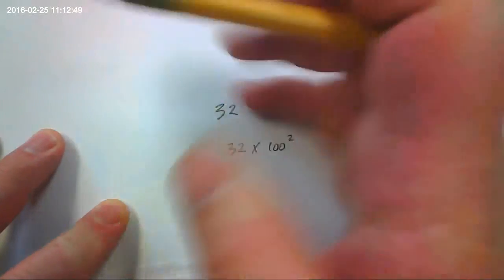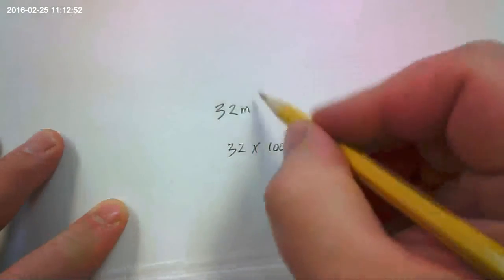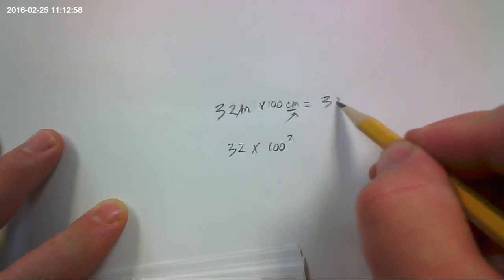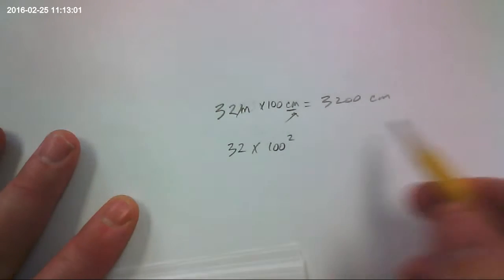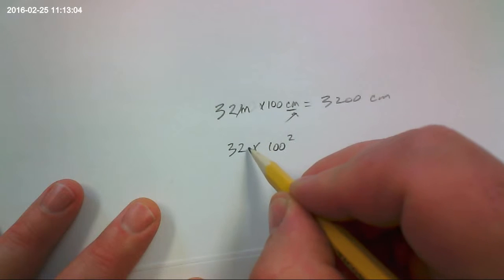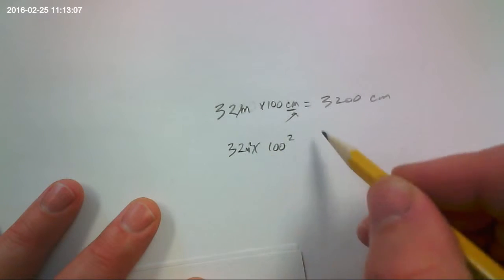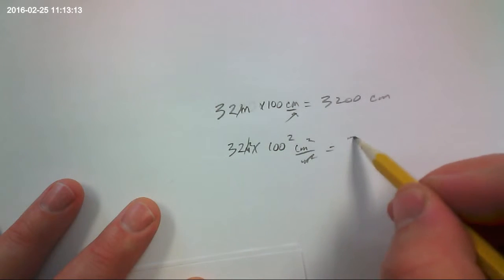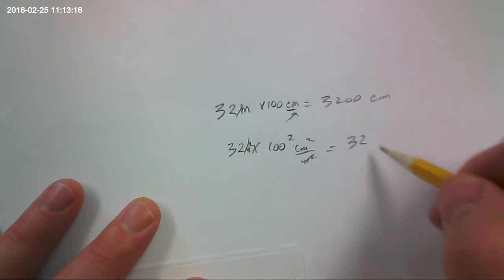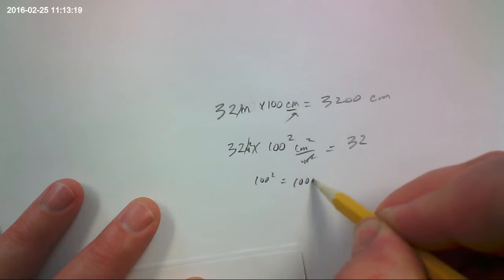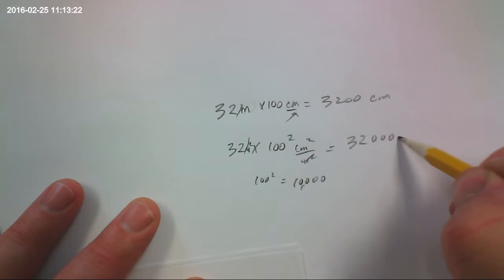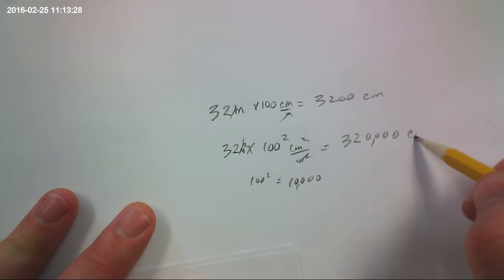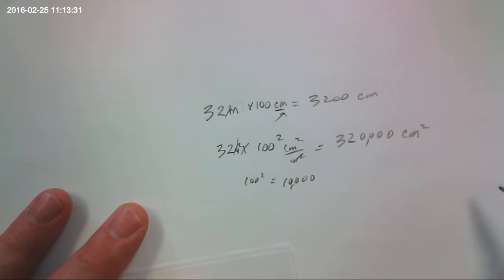So if it was just linear, 32 meters times 100 centimeters per meter, these units would cancel out and you would end up with 3200 centimeters. But here, these are meters squared, and this is centimeters squared per meter squared. So anyway, it would be 32. So 100 squared is 10,000. So 1, 2, 3, 4. So that's how many square centimeters 32 square meters is.